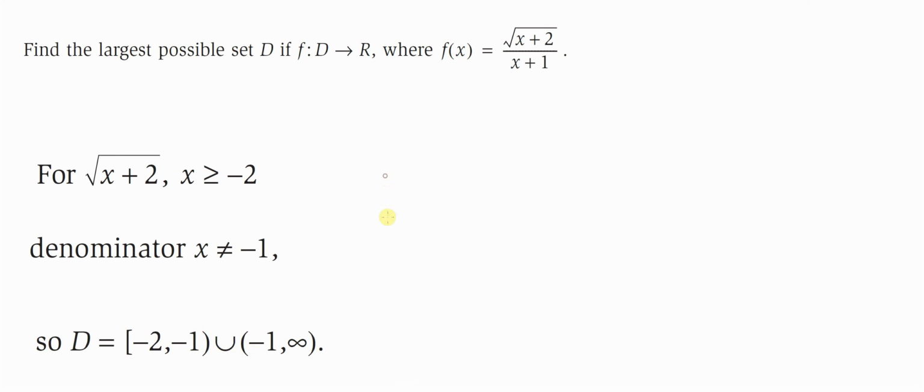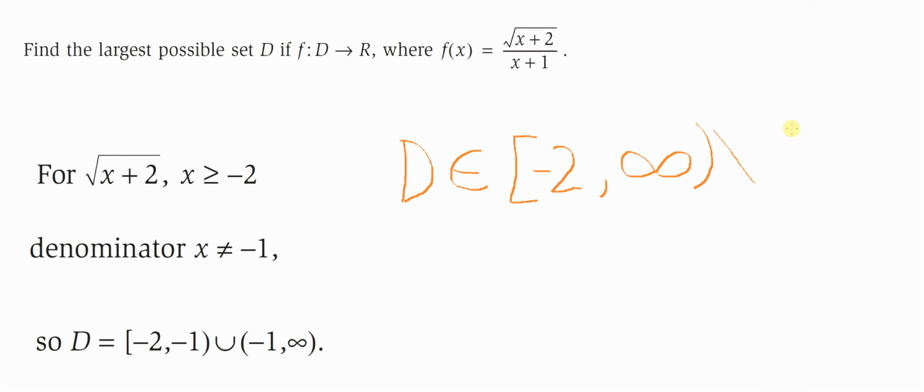Another way you could write it is like this. So D is an element of anything from negative 2 onwards, including negative 2, because you can take the square root of 0, just get 0. So it's any number from negative 2 onwards, excluding a set with negative 1 inside it. And that's how that question works.